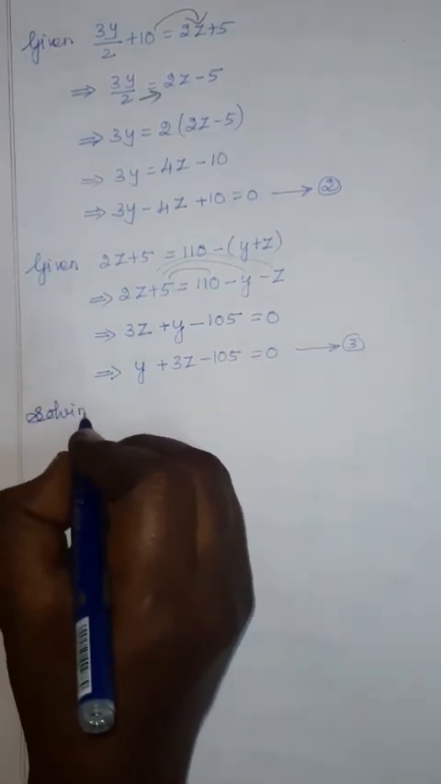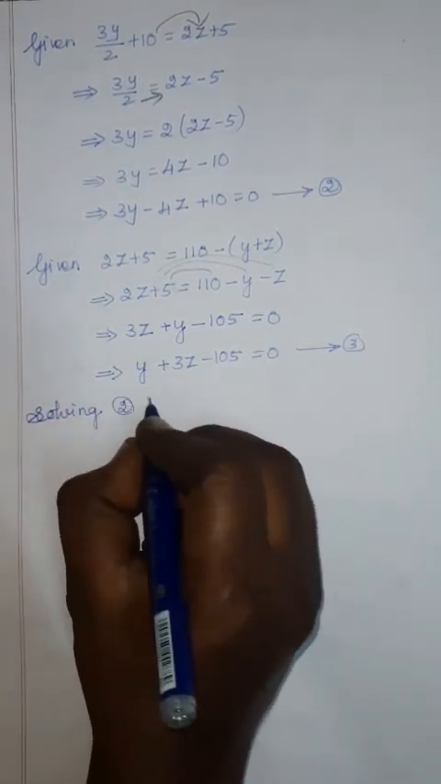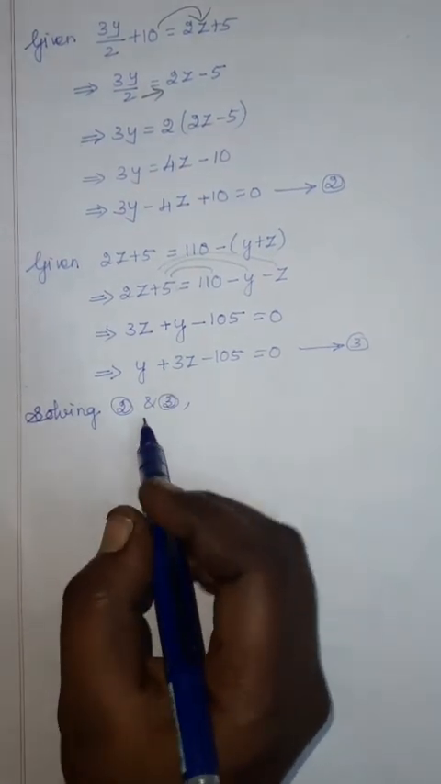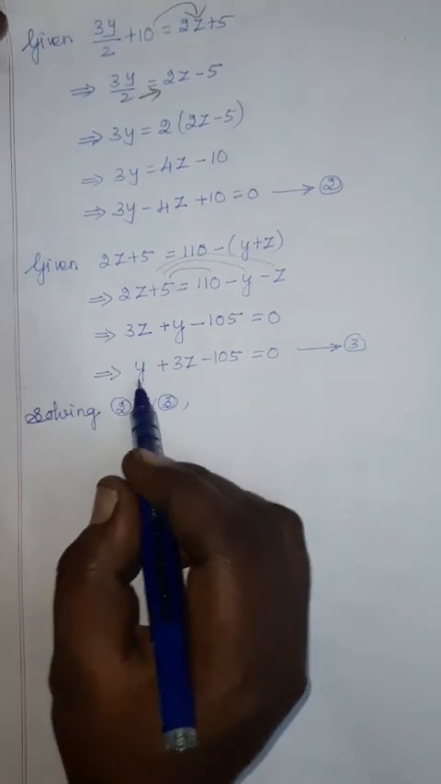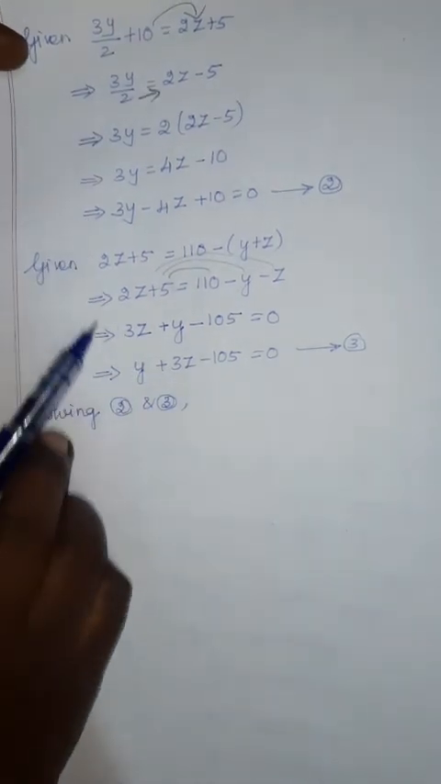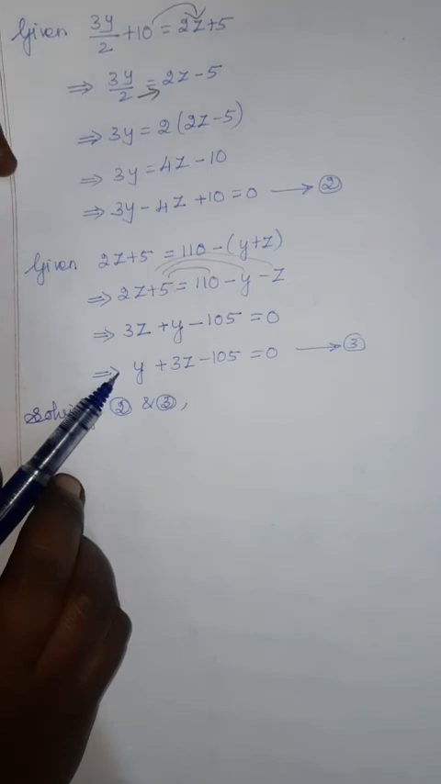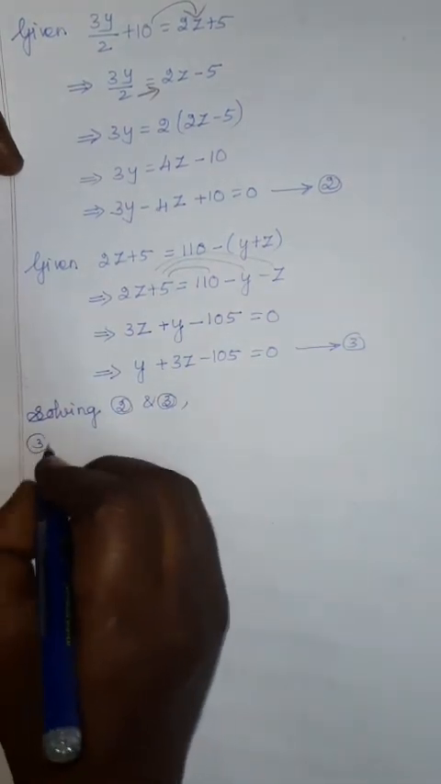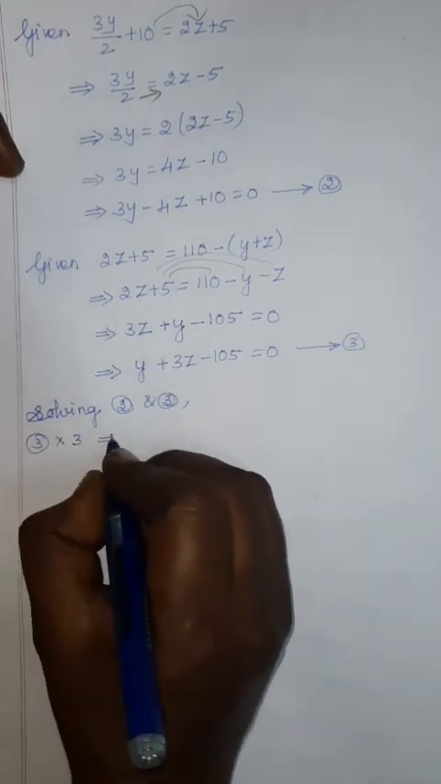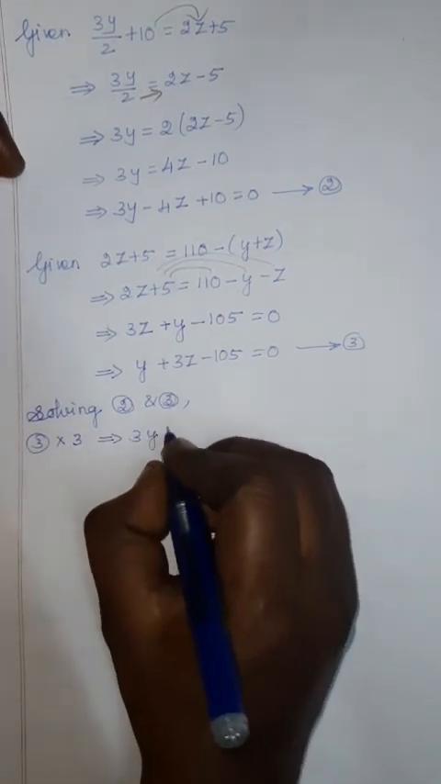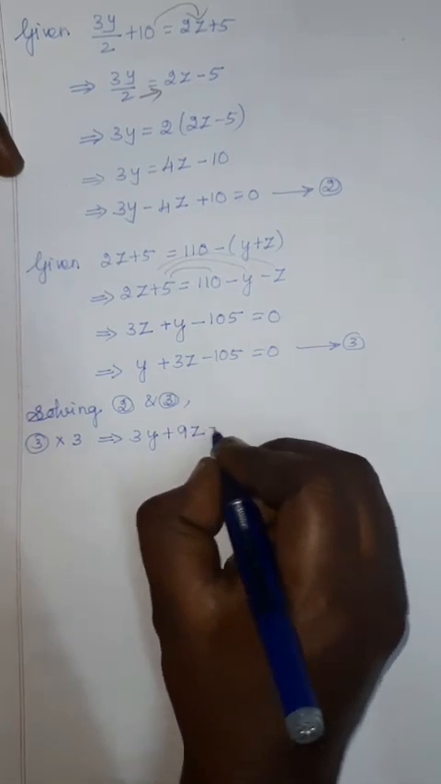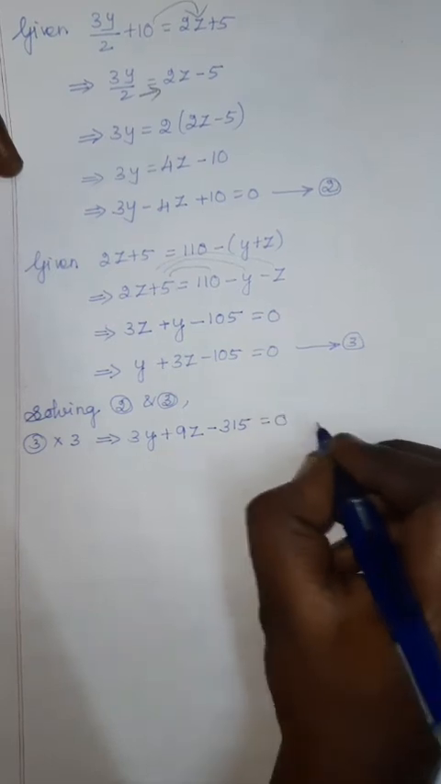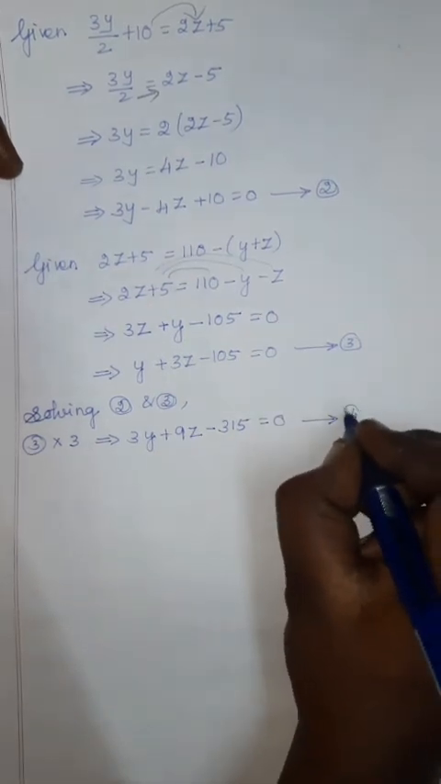Okay, so we can solve here. Solving 2 and 3. Since the coefficients are different, we can make the coefficient of y the same. You multiply the third equation by 3. Okay, so equation 3 into 3, which implies 3y plus 9z minus 315 equal to 0. This is equation number 4.